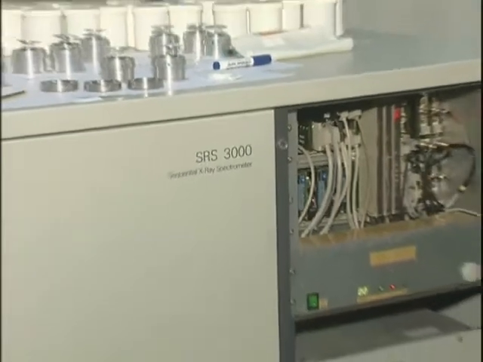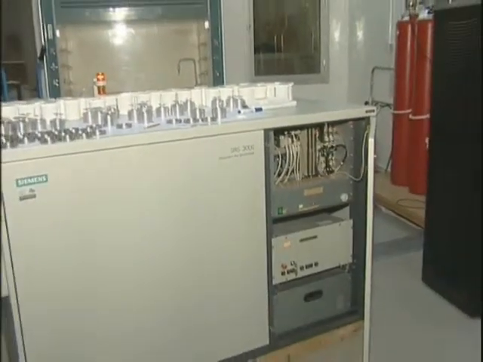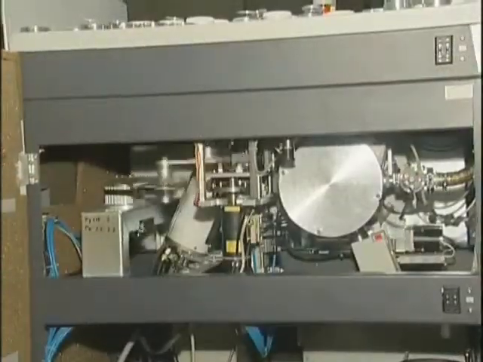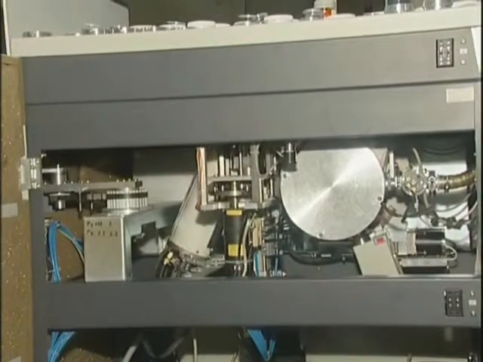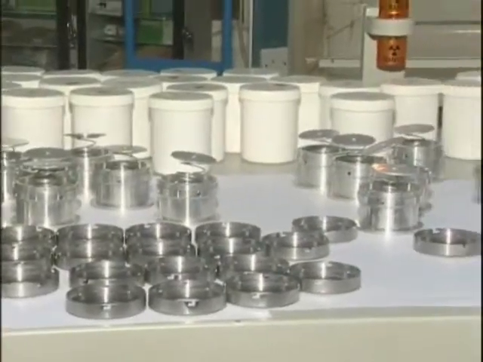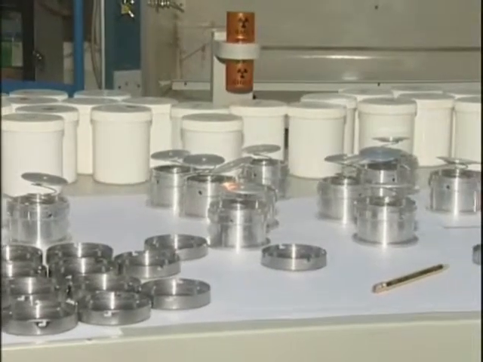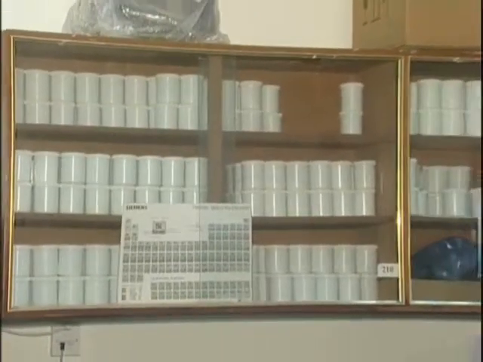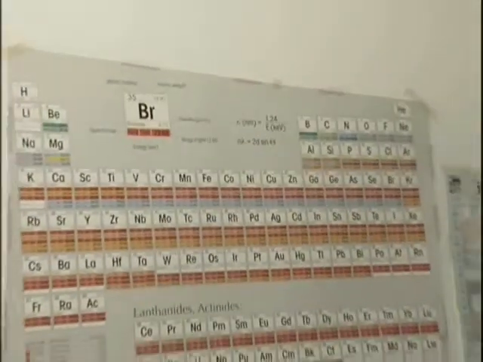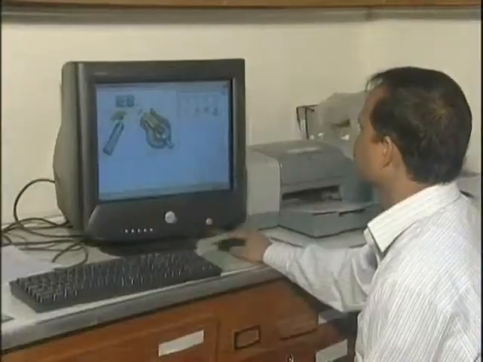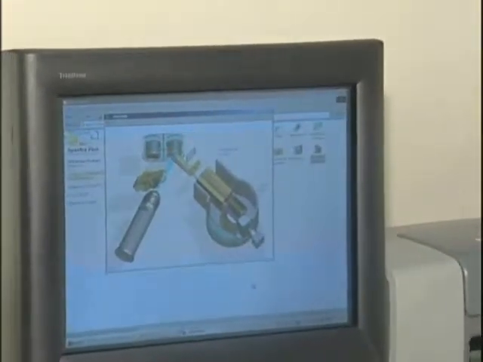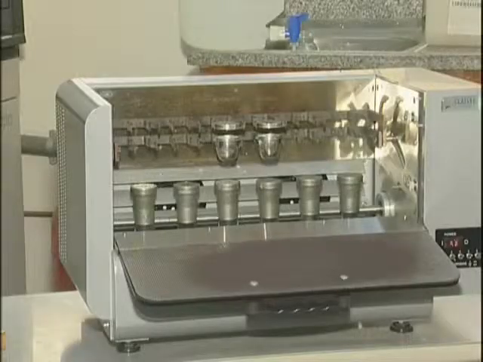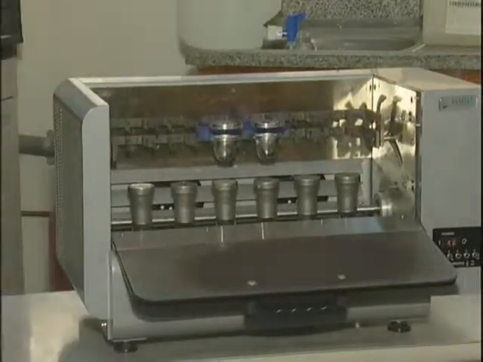The SRS 3000 X-ray fluorescence spectrometer is an excellent tool for semi-quantitative as well as quantitative measurements of almost all elements in the periodic table, from beryllium to uranium. The XRF relies on the famous Bragg's equation, n lambda equals 2d sine theta. Samples are prepared for analysis either as pressed pellets or molded pellets.